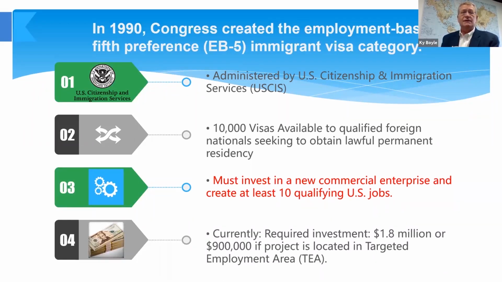There are 10,000 visas available every year, and 10,000 visas, as some of you have already come across, does not mean 10,000 applications every year. It's 10,000 visas. So in a family, for example, mama would get a visa, papa would get a visa, and then all of the children who are under the age of 21 and not married would also require their own visa out of that 10,000 visa allocation. And currently, the investment amount has changed.